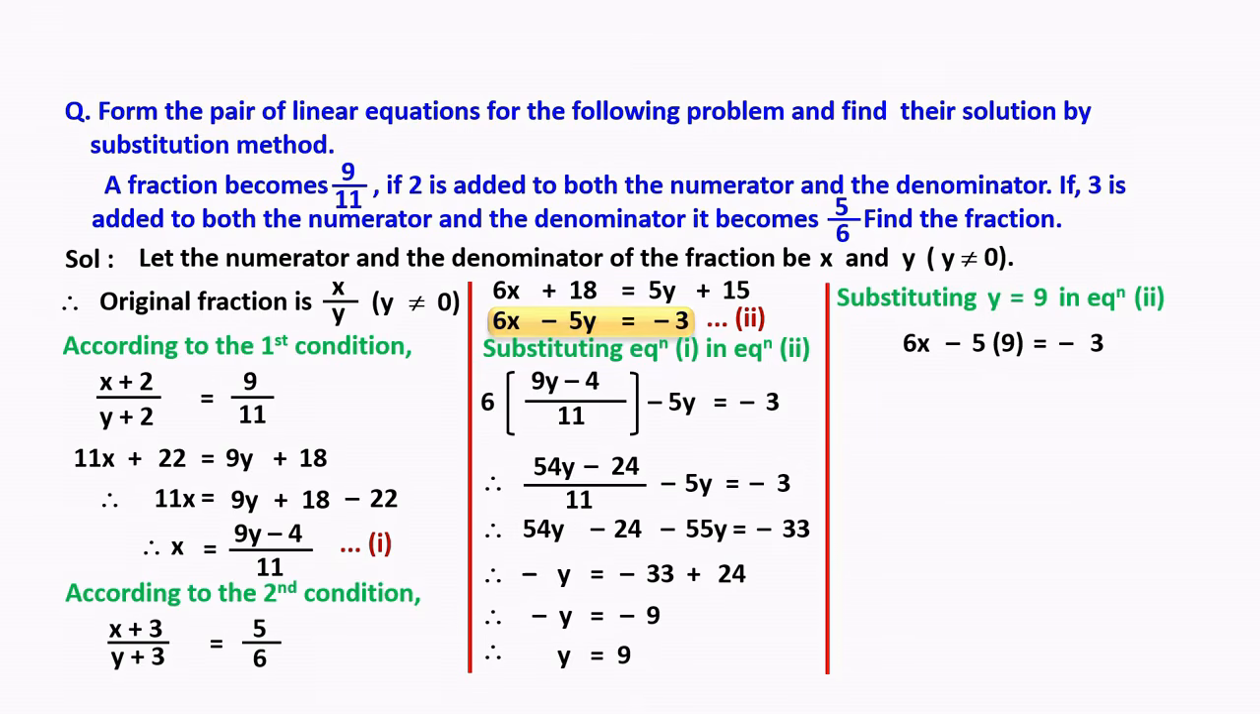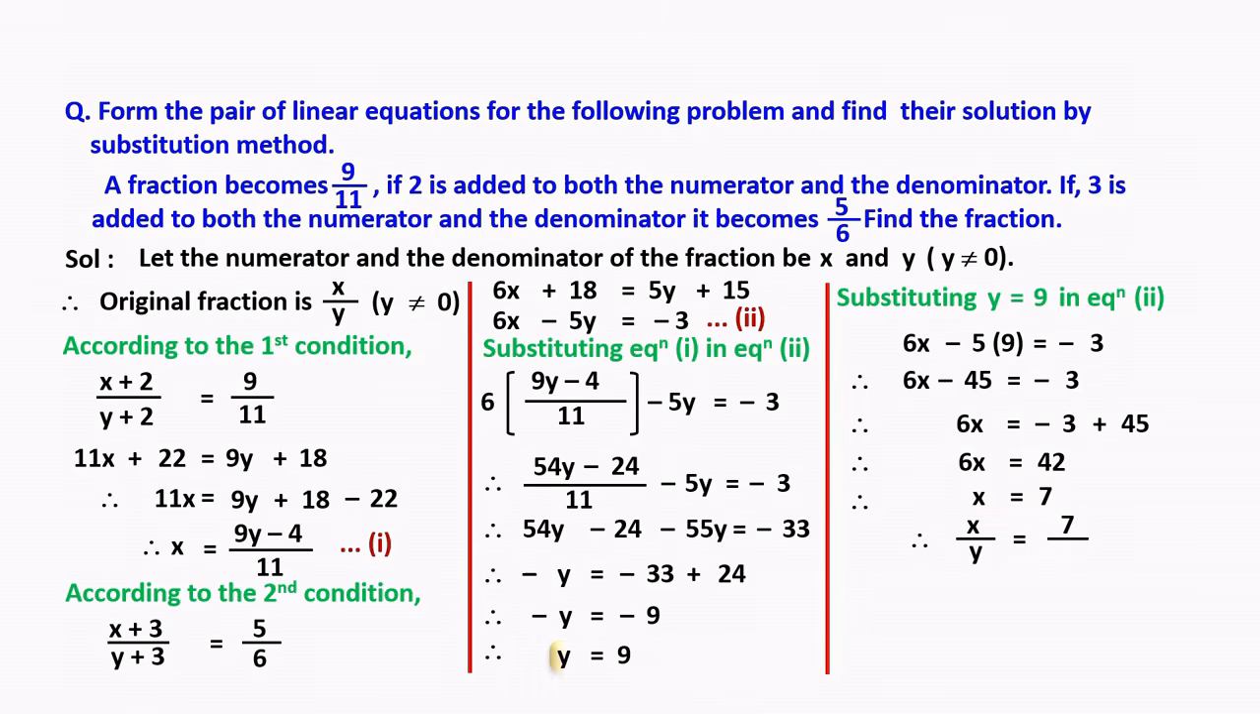Now, substitute y equals 9 in the second equation. 6x minus 5 into 9 equals minus 3. 6x minus 45 equals minus 3. 6x equals 42. So, x equals 7. Therefore, the fraction is x by y, which is 7 by 9. So, the required fraction is 7 by 9.